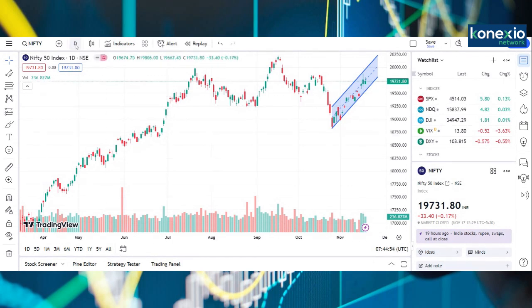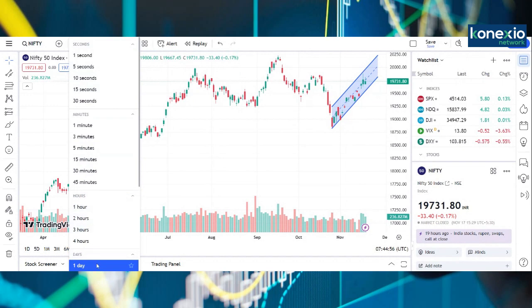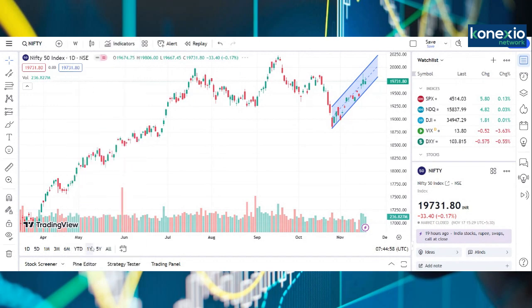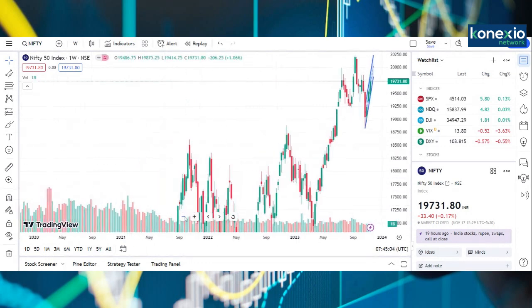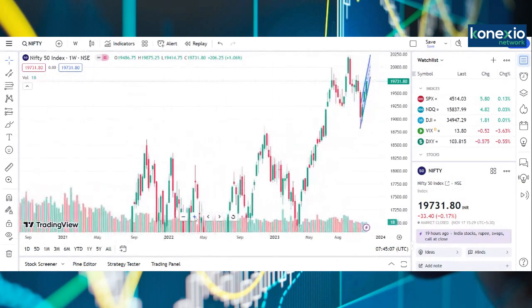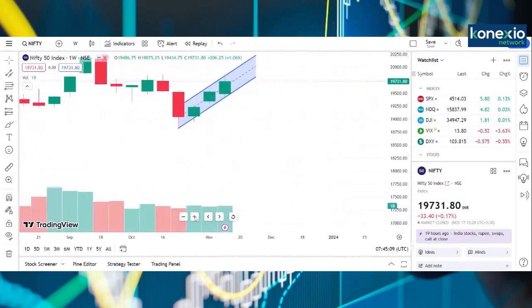So let us see what is the setup on the weekly charts. On the weekly charts also you can clearly see that the market has been moving in this particular well defined channel, and on the weekly basis the candle is very strong, and the closing is also strong. So this clearly indicates that the undertone of the market is quite bullish at this juncture.